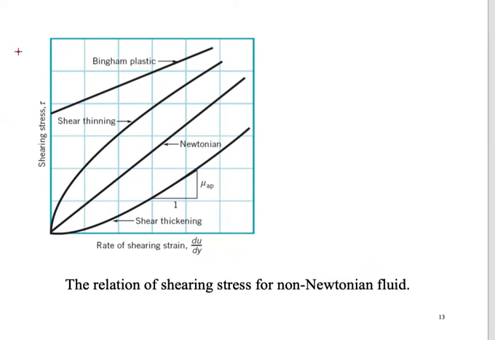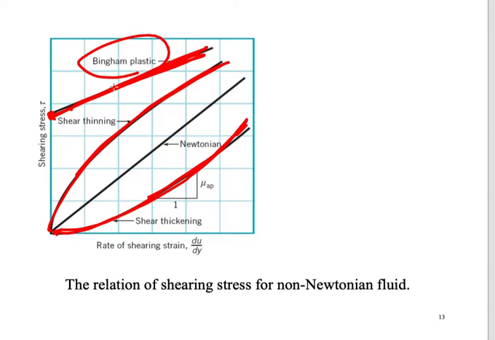And if it is a non-Newtonian fluid, what happens? You will have a curved line like this one, or a curve like this one, or a curve like this one, or you have a straight line but it doesn't start from the origin 0,0. For this one, we call this behavior Bingham plastic. It is an example for molten metal.